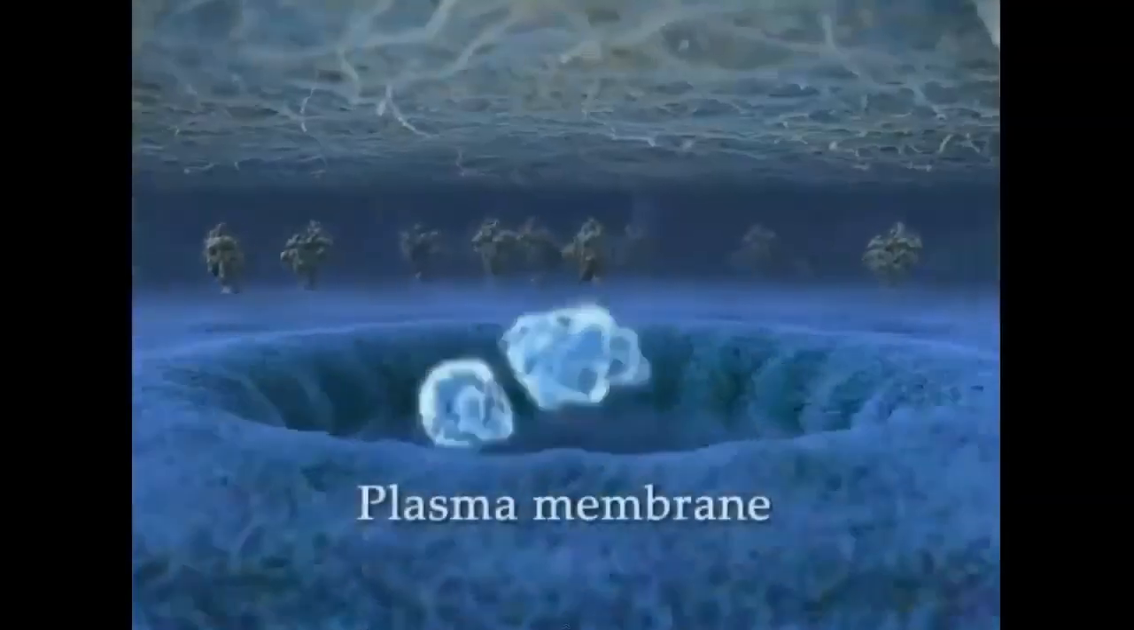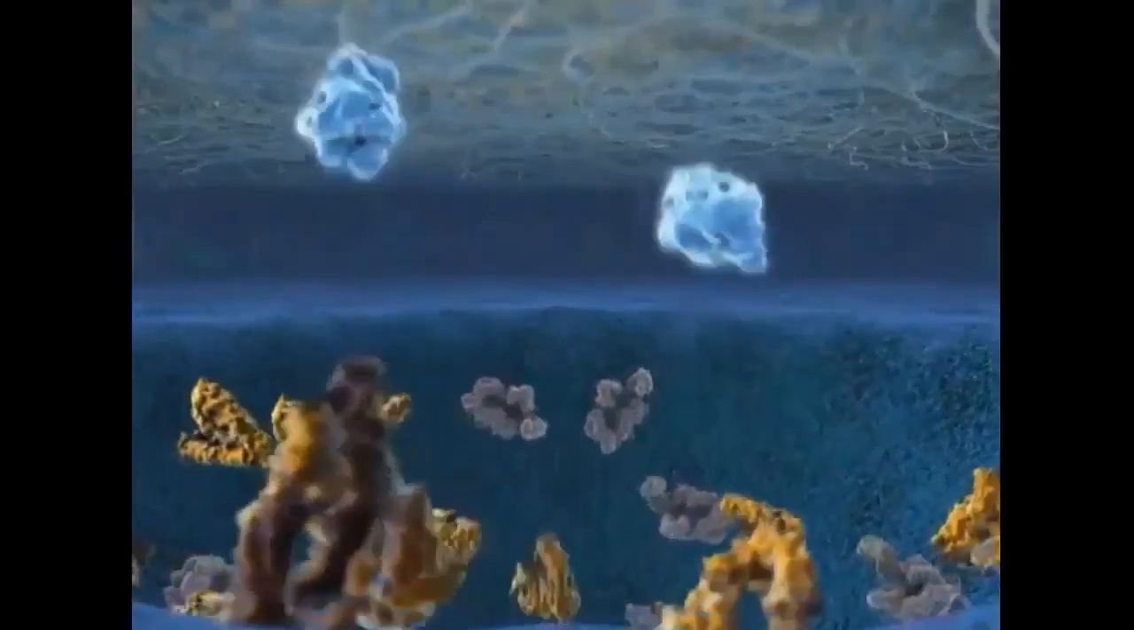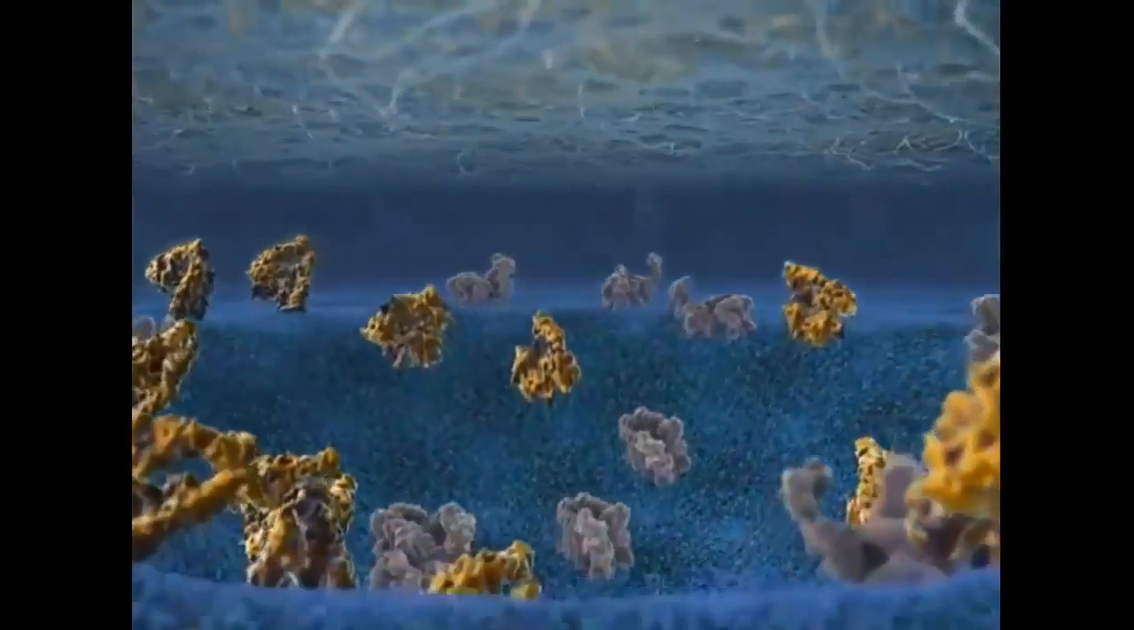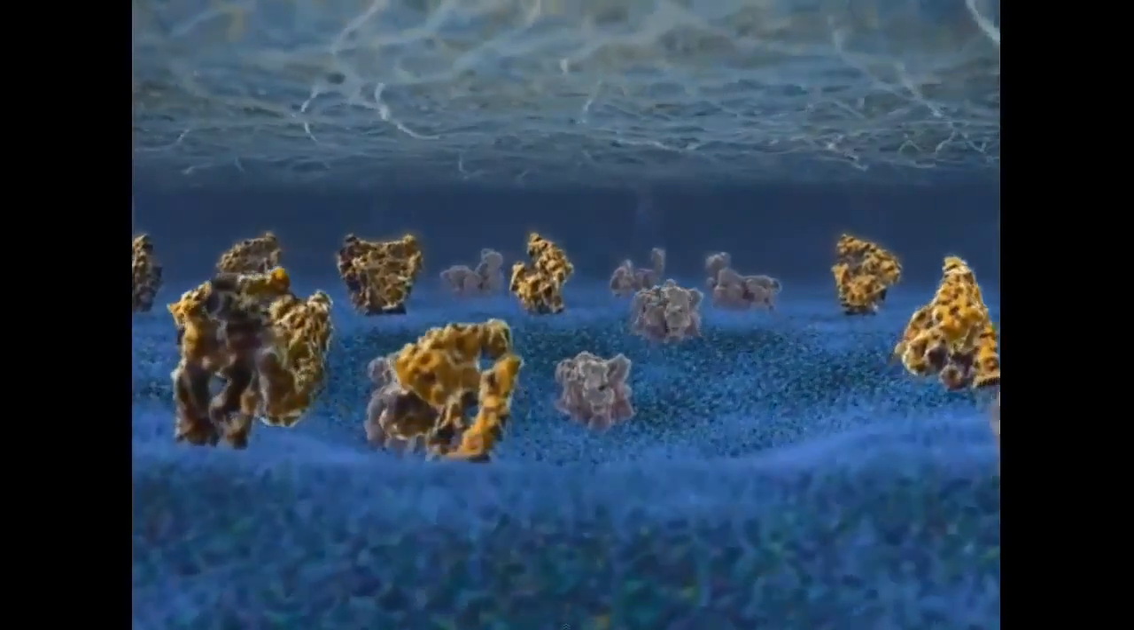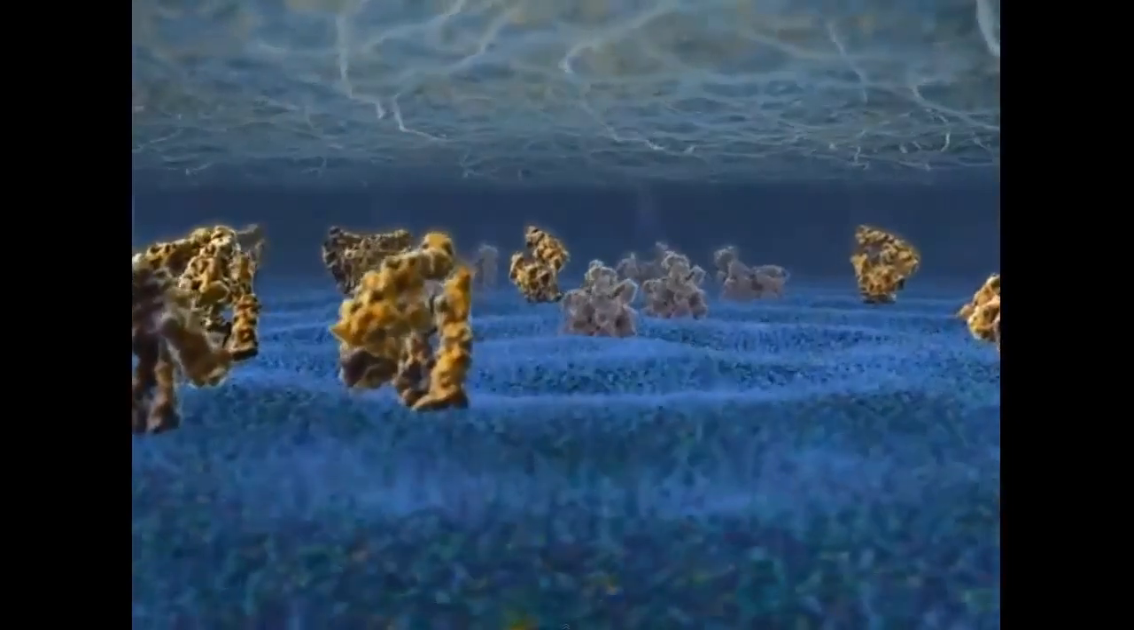When a vesicle fuses with the plasma membrane, proteins contained in the vesicle's lumen are secreted, and proteins embedded in the vesicle's membrane diffuse in the cell membrane.